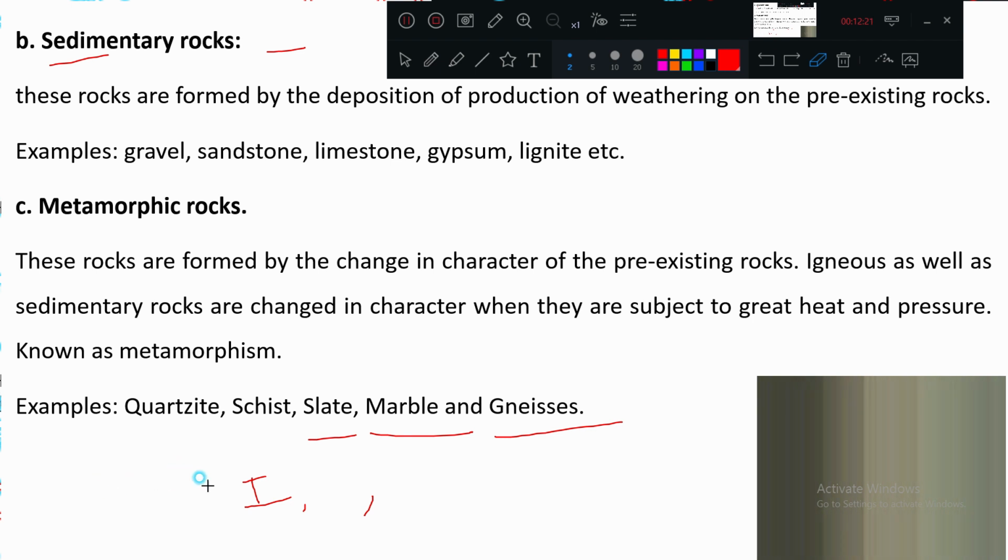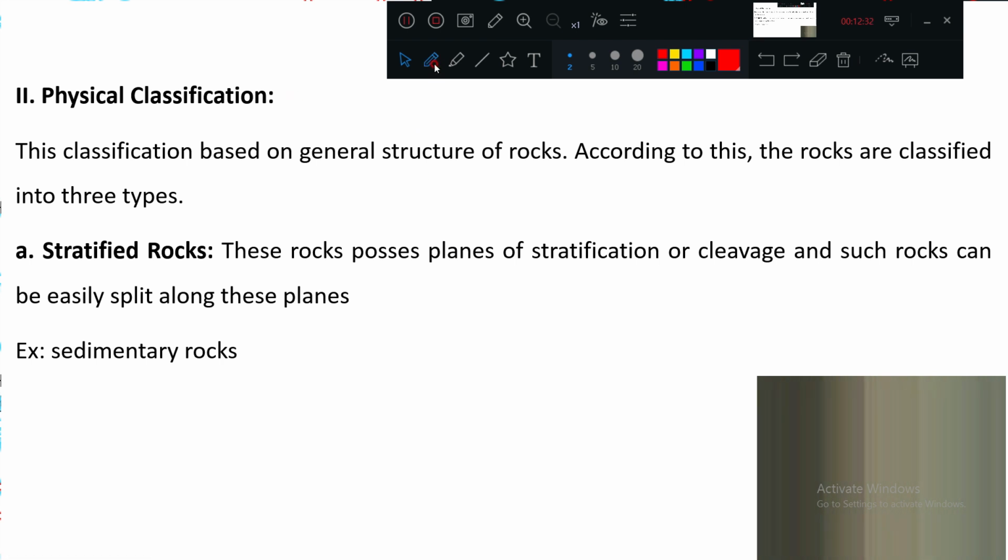What should be the next type of classification? Can anyone guess? It is called physical classification. This classification is based on the structure of rocks. According to that, rocks are classified into three types.